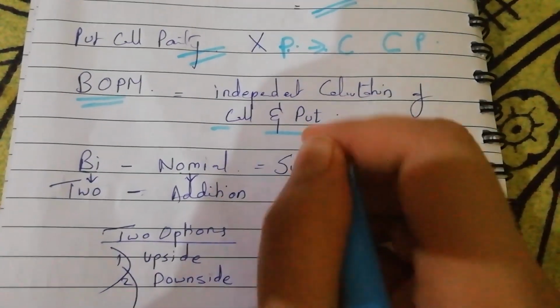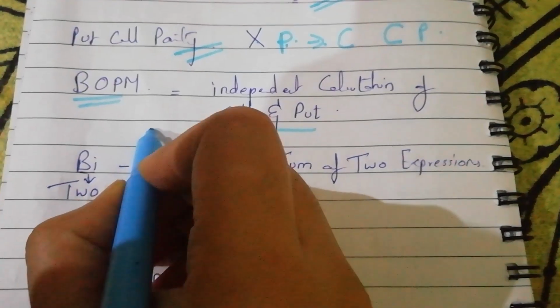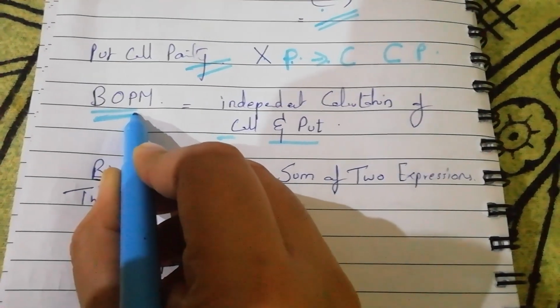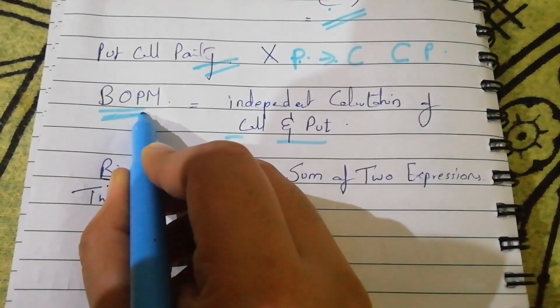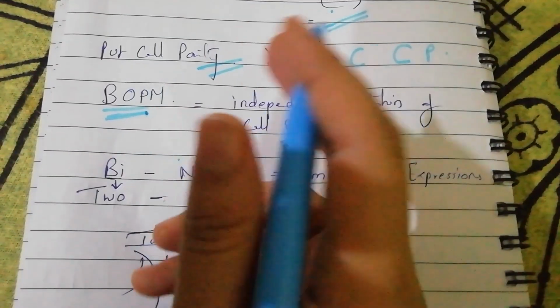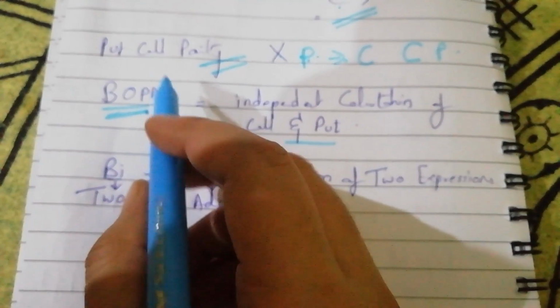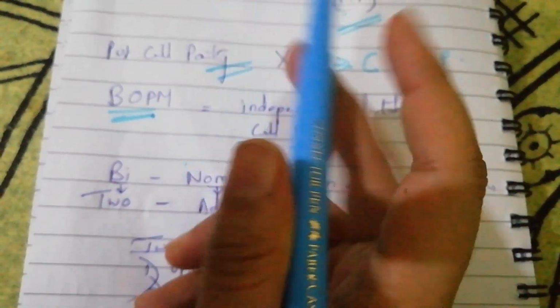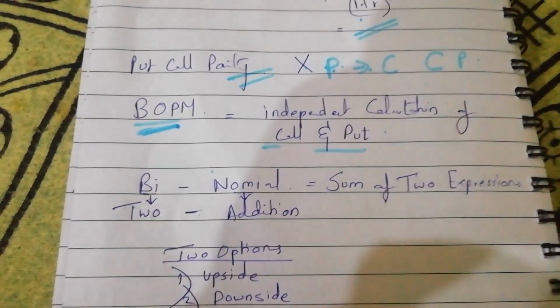BOPM is basically based on a very simple concept, that it is the present value of the benefits that you're going to receive in the future. So today we are going to calculate how much we have to pay for the benefits we are going to receive in the future. This is what BOPM is all about.